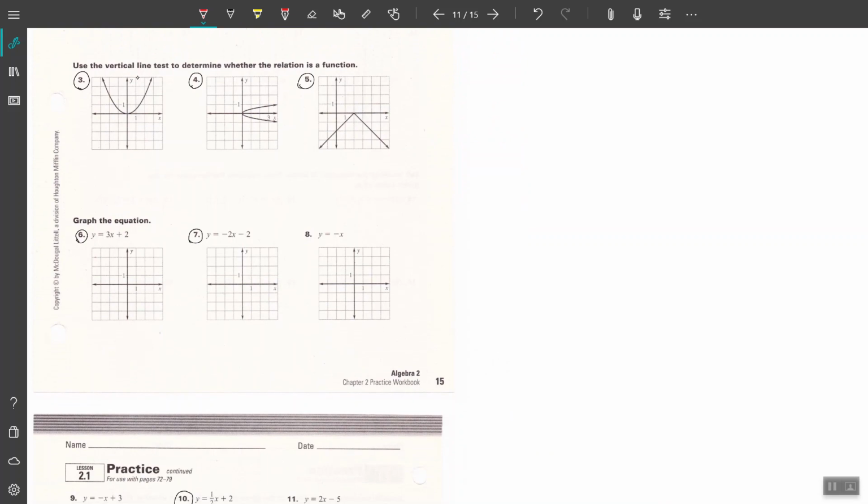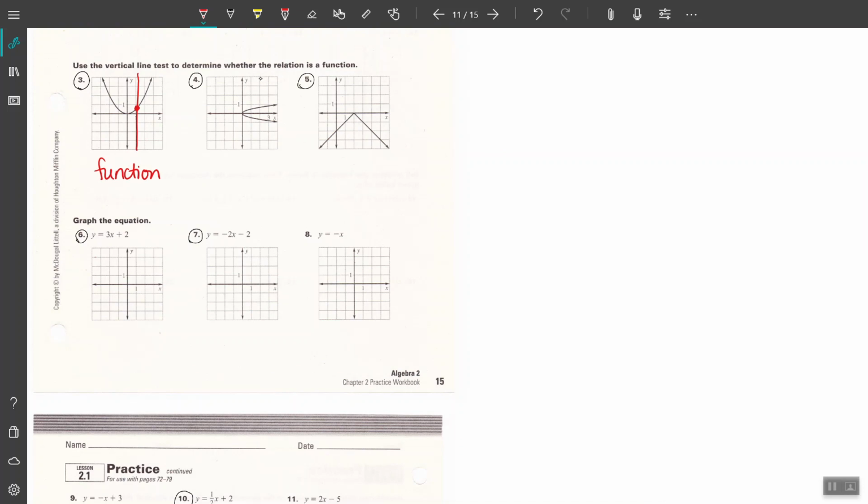If you take your pencil and you put it up at the top of the graph and you run it down through the graph itself, it should only hit that graph at one spot if it is a function. So this one right here, number 3, only hits it at one spot, so yes, it is a function.